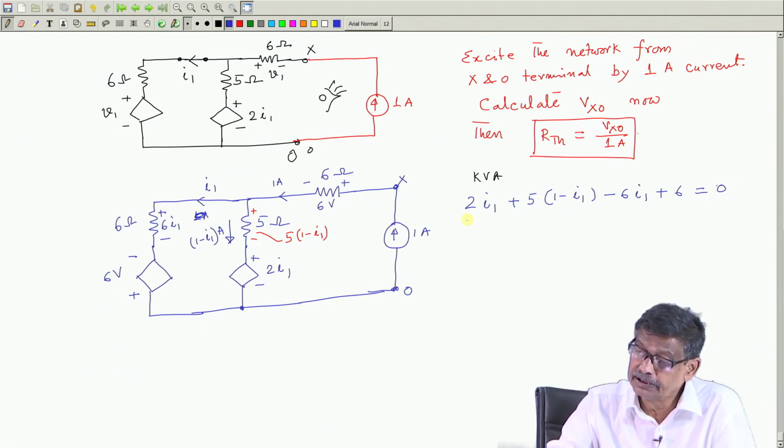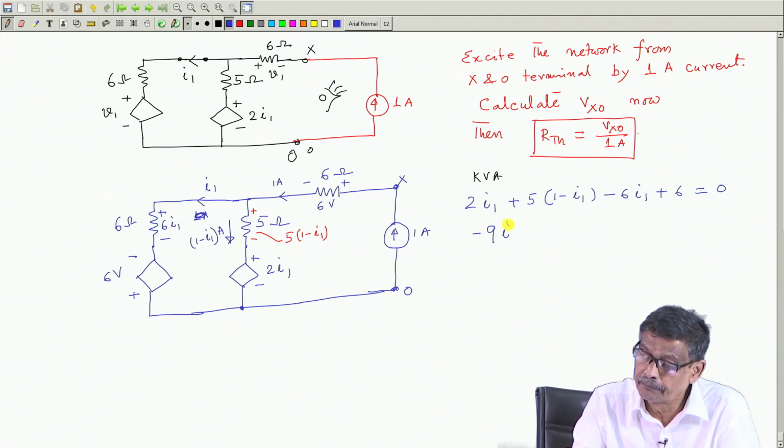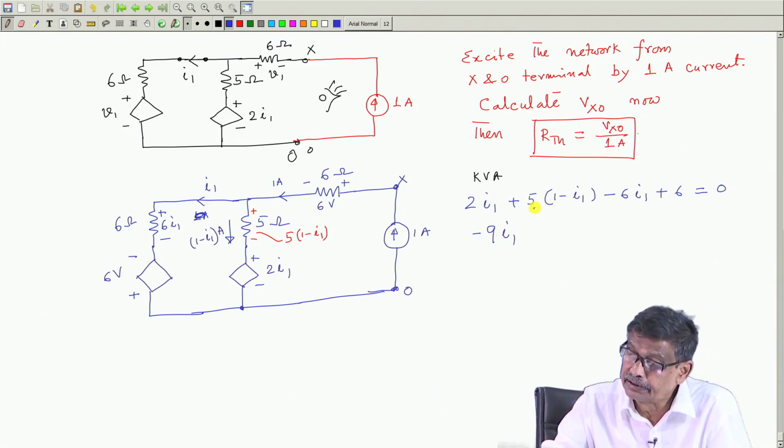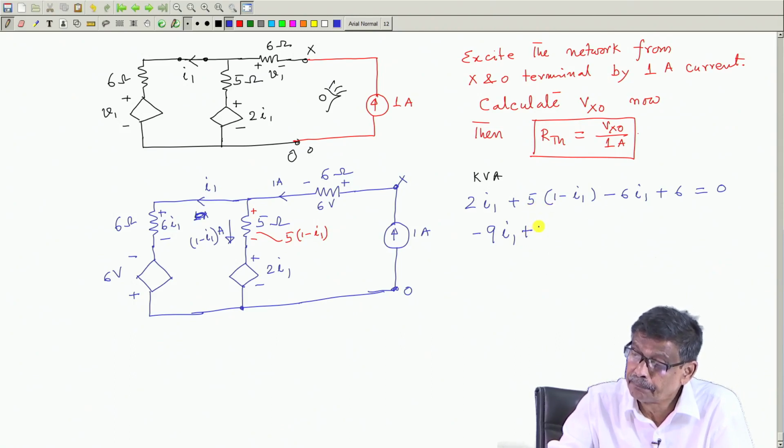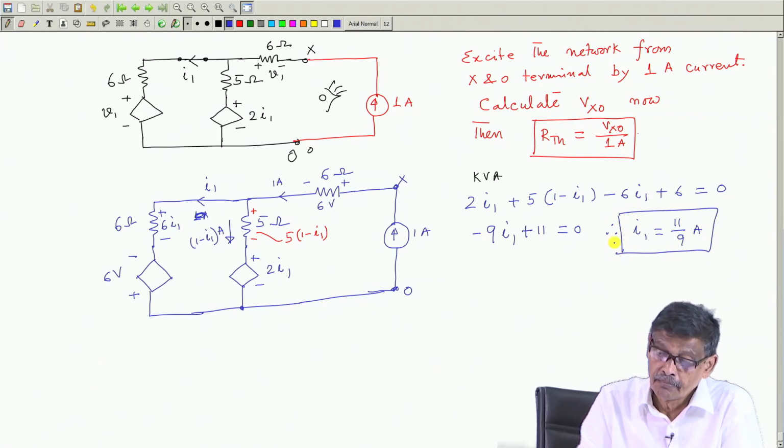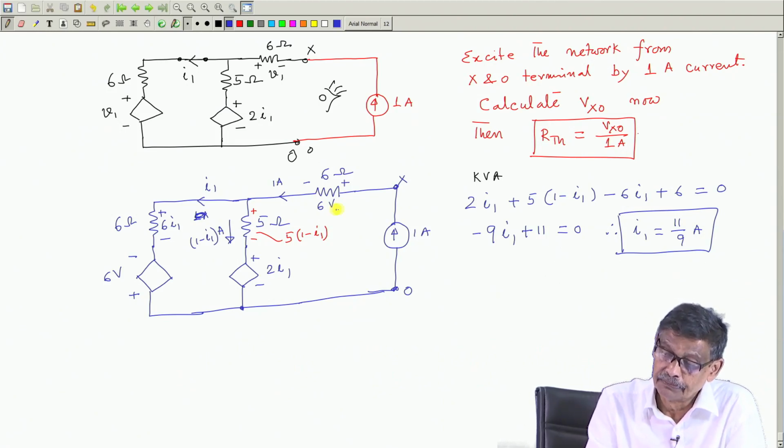So, what you have got is 2 I 1 minus 5 I 1 minus 3 I 1 and then minus 6 I 1. So, it will make it minus 9 I 1. And what are the constants here? Constants will be plus 5 plus 6, plus 11, and that is equal to 0. Therefore, I 1 is equal to 11 by 9 ampere. Once I know I 1, I will be able to calculate Vxo.